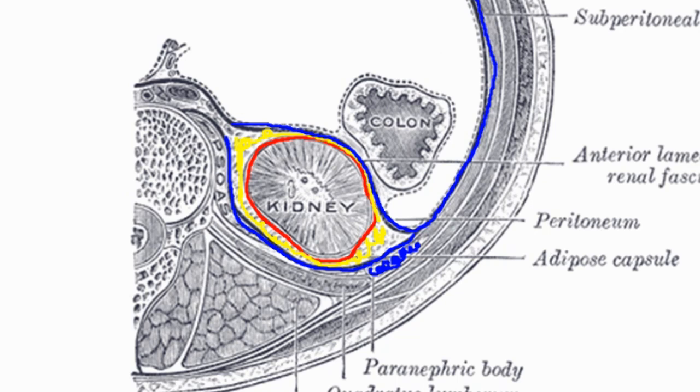So peri, kind of like perimeter, means around, whereas paranephric, so para is kind of like Paralympics, so the Paralympics are running alongside the Olympics, the Olympic Games. So peri is immediately around the kidney and para is outside the renal fascia, so it's kind of alongside the renal fascia.